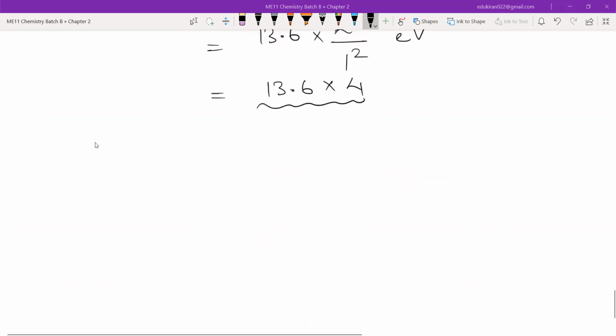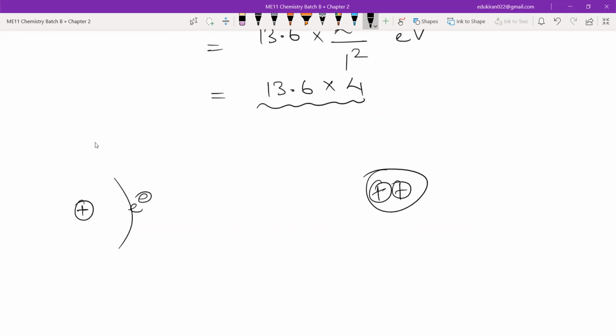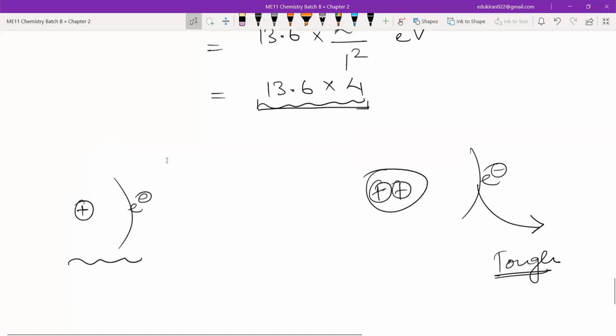For hydrogen, we have only 1 proton, and there is an electron here. Then you have 2 protons, and we have the electron here, right? So obviously, removal of this electron is harder, more difficult, and more tough. And that is why we need 4 times the energy that is required for the hydrogen atom.